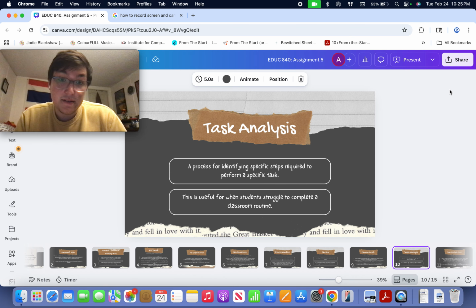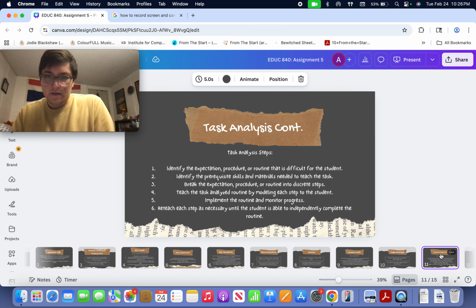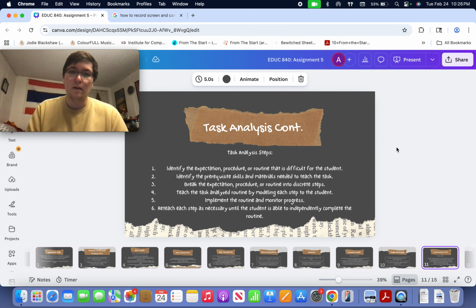Now, this is useful, especially for when students struggle to complete a classroom routine. So, there are some steps here that you can take to follow through with task analysis. These are: one, identify the expectation, procedure, or routine that is difficult for the student. Two, identify the prerequisite skills and materials needed to teach the task.